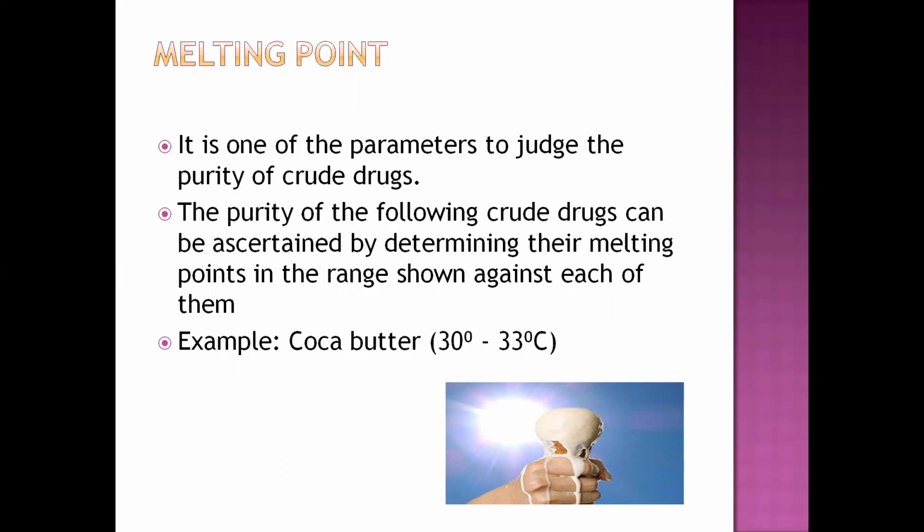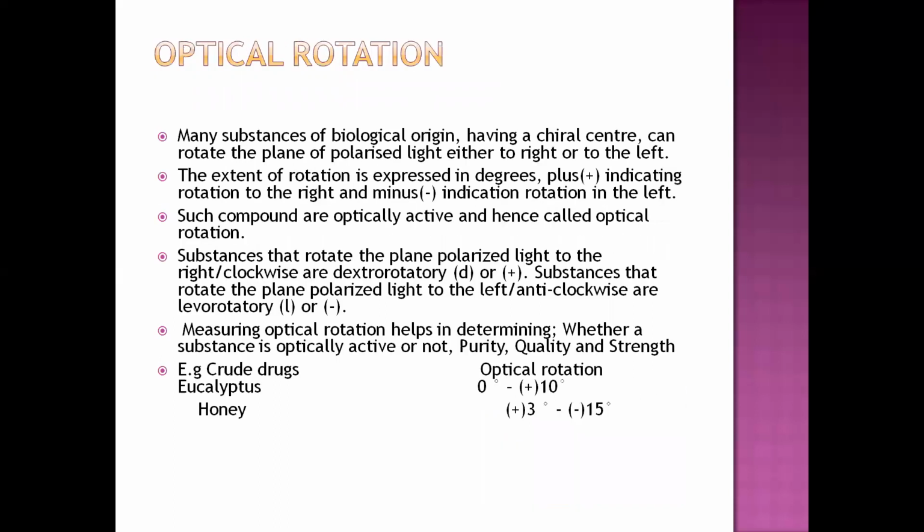The purity of the following crude drugs can be ascertained by determining their melting point in the range shown against each of them. For every standard drug it is written; for example, cocoa butter will melt suddenly between 30 and 33. So you can also ascertain whether your drug is adulterated or not by checking its melting point.